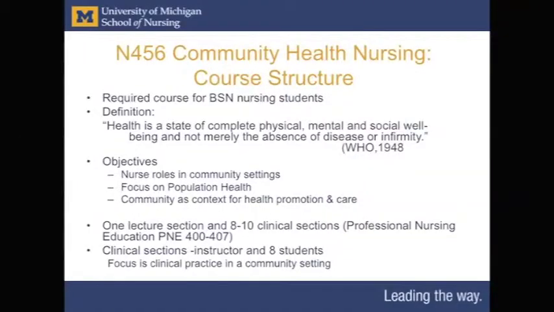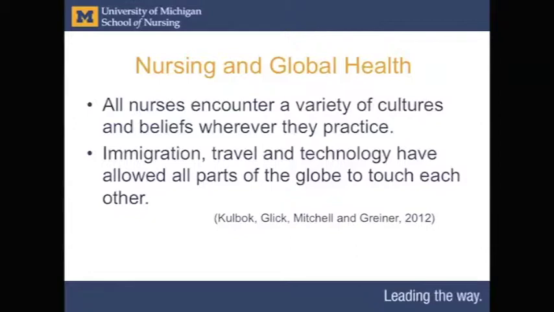Our objectives for our students are to introduce them to nurse roles in community settings, to focus on population health, rather than the health of individuals, the health of populations and subpopulations, and to get them to think of community as the context for health promotion and care. And these students have spent most of their time in an acute setting, obviously learning nursing skills. So this is a real shift for them in terms of coming out to the community. The course has one lecture section that meets weekly and 8 to 10 clinical sections. The clinical section has a clinical instructor and 8 students, and they focus on clinical practice in a community setting.